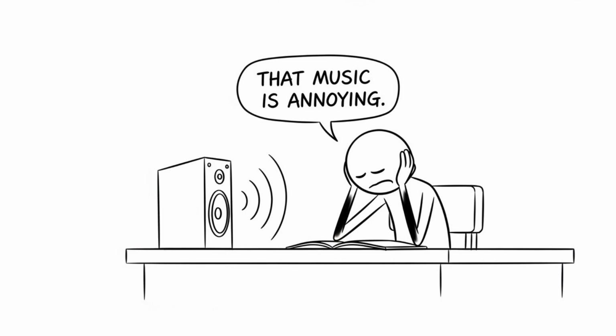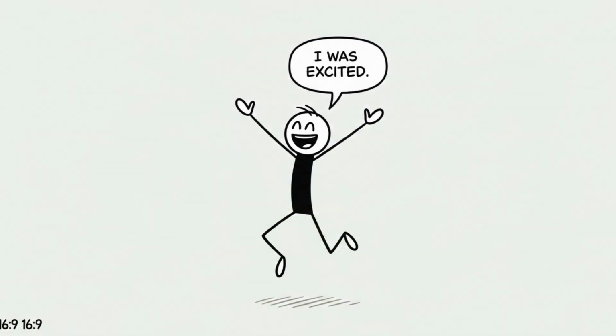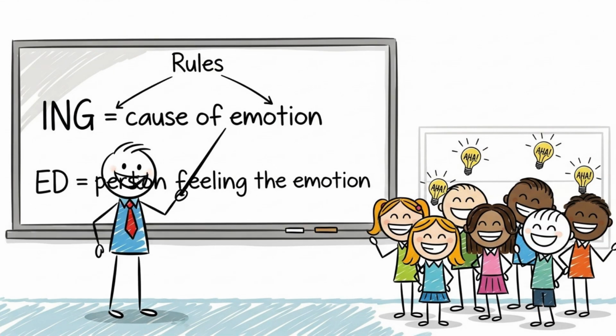Another emotion example. Let's look at one more pair of words, exciting and excited. For example, the football match was exciting. The match created excitement. But when you say, "I was excited," you are describing your emotion. The same rule works again. ing equals cause of the emotion, ed equals person who feels the emotion.